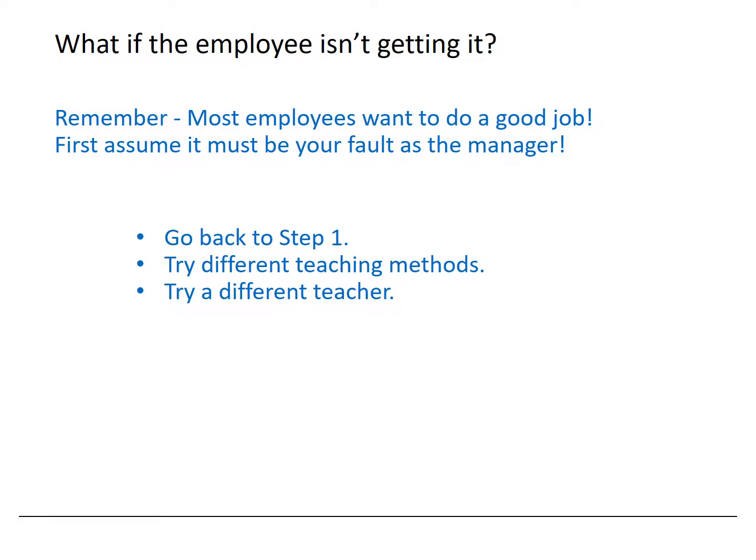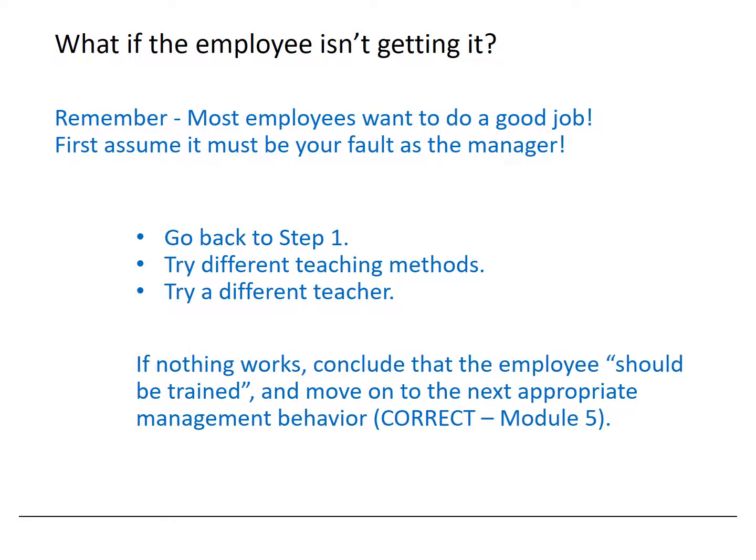First, you'll go back to step 1 and re-explain the expectations and the how. Second, you'll try different teaching methods. And third, you'll try a different teacher. You owe it to the employee to give every effort to make the training process successful. After all of that, if the employee still isn't getting it, you can conclude that the employee should be trained.